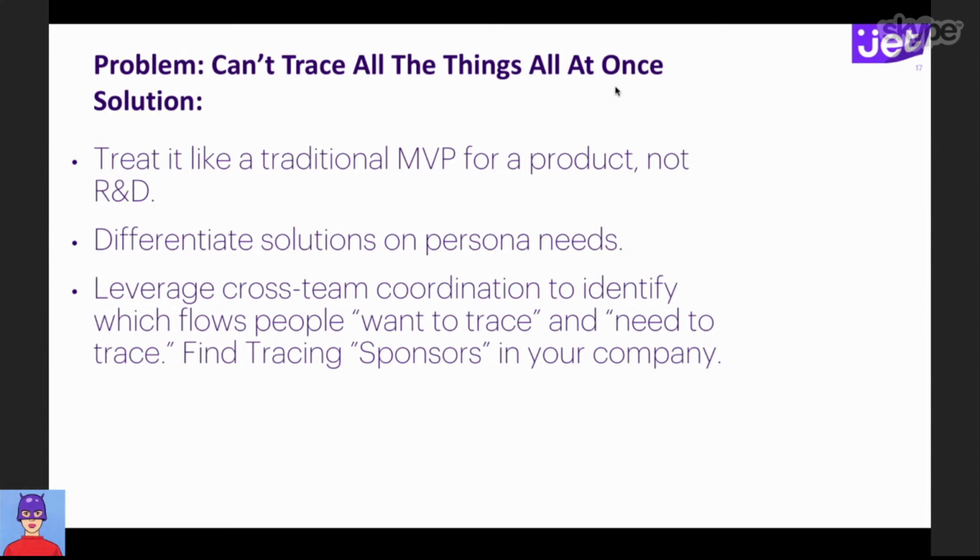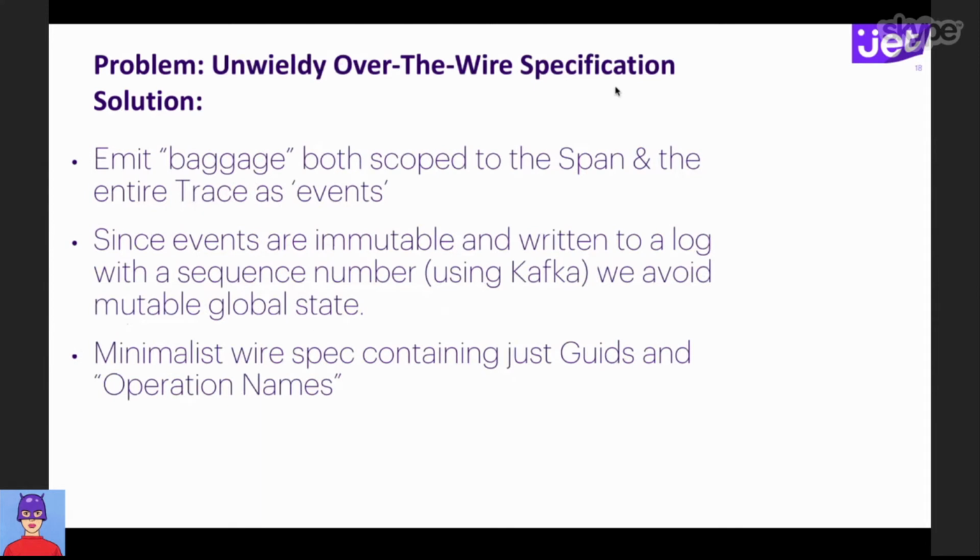So, this is more of a shout out to people trying to do cross-team projects: make sure you can identify sponsors and people who are going to want to use your tool, and work with them, because these types of tracing libraries can be really difficult to instrument in all of these different communication layers. So find people who want to see this succeed, who have a problem they're trying to solve, and really focus to meet that need. The other problem we had was, we developed this unwieldy over-the-wire specification.